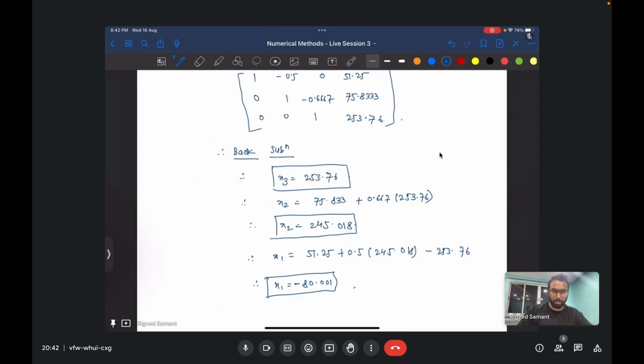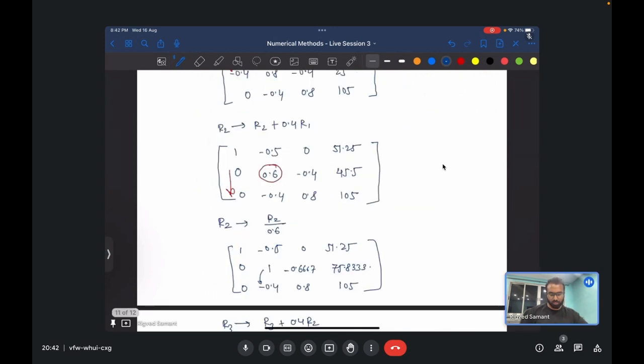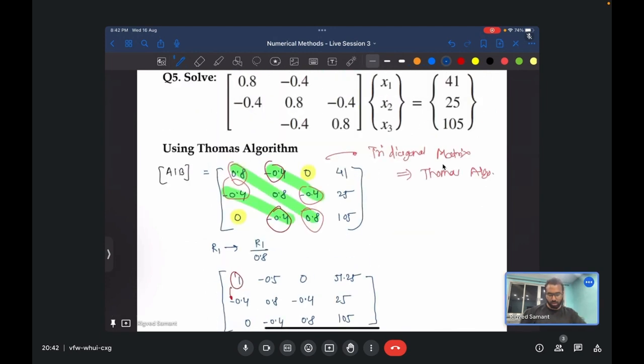But it should go for a tridiagonal matrix for the Thomas rules. Yeah, a tridiagonal matrix should be the condition. A tridiagonal matrix means you have a diagonal element, a super diagonal element, and a subdiagonal element, and these two values should be similar, and the rest of the values should be 0. Okay, so that will lead you to the Thomas algorithm.